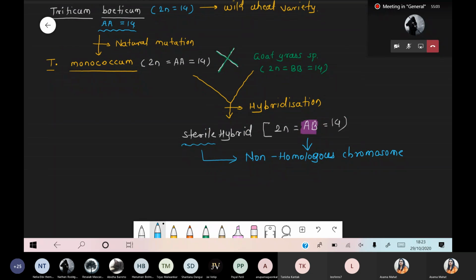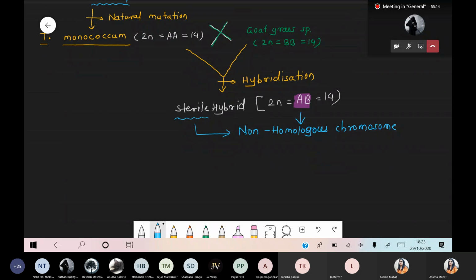Now what happened? This sterile species naturally undergoes duplication, polyploidy. Naturally, everything is happening naturally, nothing is happening artificially here. Okay, everything is naturally happening. So now what happened? Next step, this sterile hybrid variety naturally undergoes duplication.